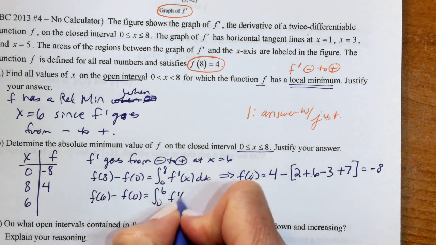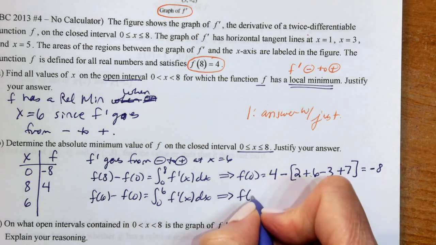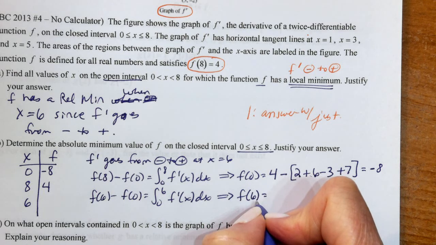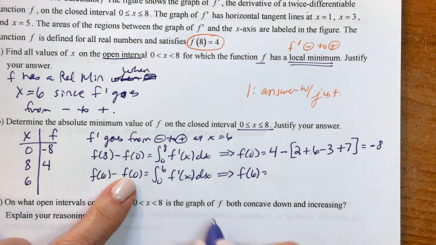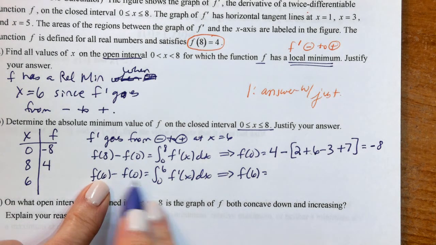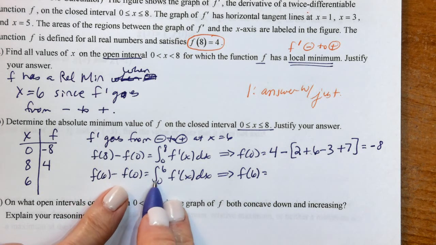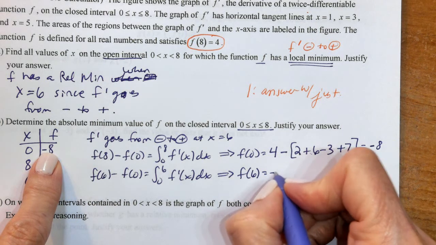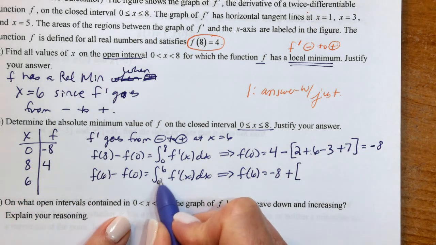0 to 6. So f of 6, okay, well, I was going to use f of 8 here, but that's okay. I used f of 0 and set it up like this. So f of 6 will be, I'm moving f of 0 to the right, so I'll have a negative 8 plus the integral from 0 to 6.